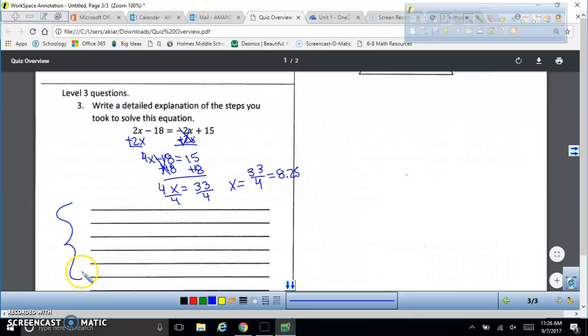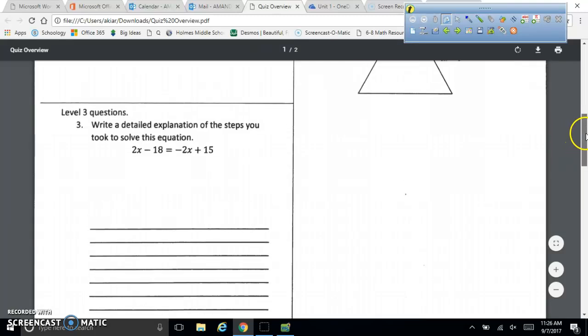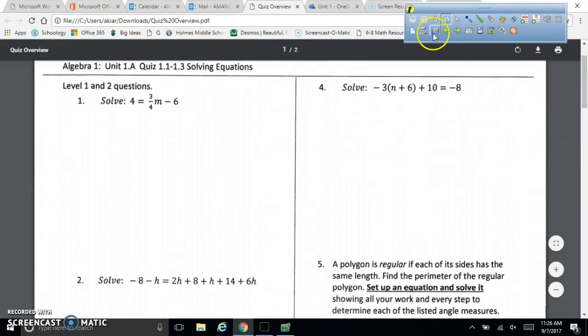You should have said something like, I looked for parentheses and there wasn't. Then I combined my like terms on opposite sides. So I added 2x and took away 18 and added 18. Okay, then I divided by 4. Depending on what steps you took, that's what you should see. Okay, I still expect to see that on your corrections. All right, let's go over to problem number 4.